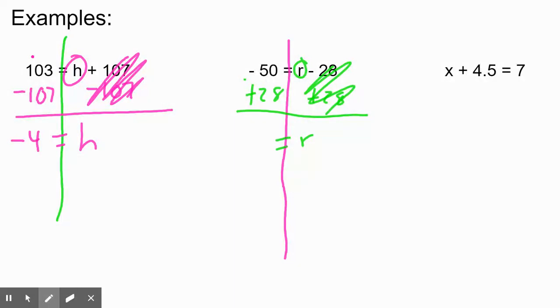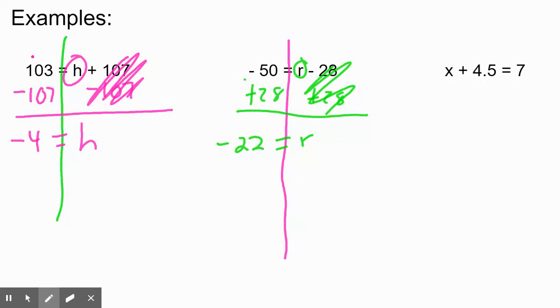So remember with our negatives, do they have the same sign or are they different? In this case, they are different, so I find the difference. And 50 is technically the bigger number, so I'm going to have negative, and then I subtract 22.